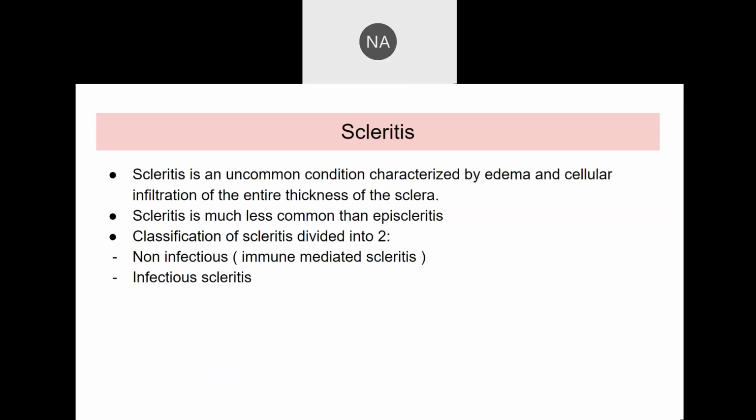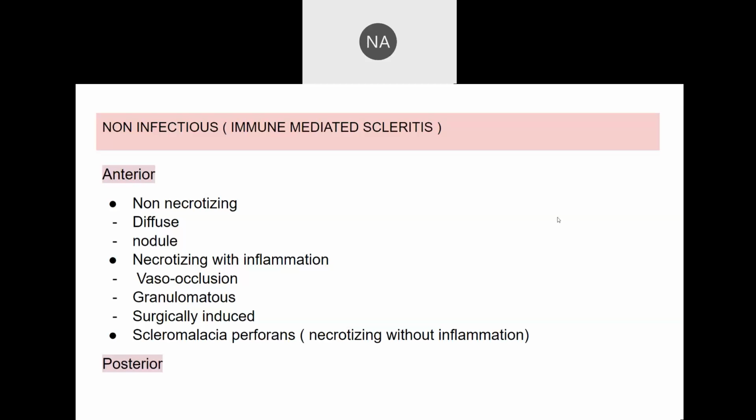Scleritis is an uncommon condition characterized by edema and cellular infiltration of the entire thickness of the sclera. It is much less common compared to episcleritis. Classification of scleritis is divided into two: immune-mediated and infectious. Immune-mediated is divided into anterior and posterior. Anterior is divided into non-necrotizing and necrotizing. Non-necrotizing is divided into diffuse and nodular. Necrotizing is divided into inflammatory and non-inflammatory.